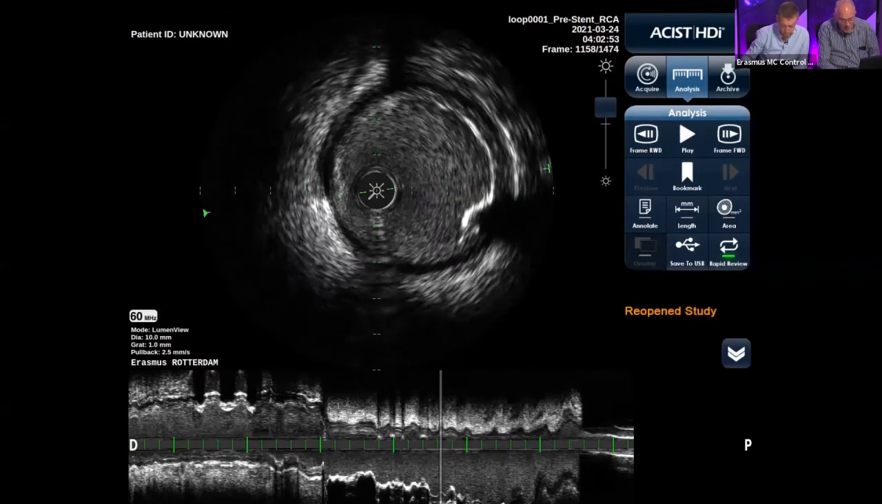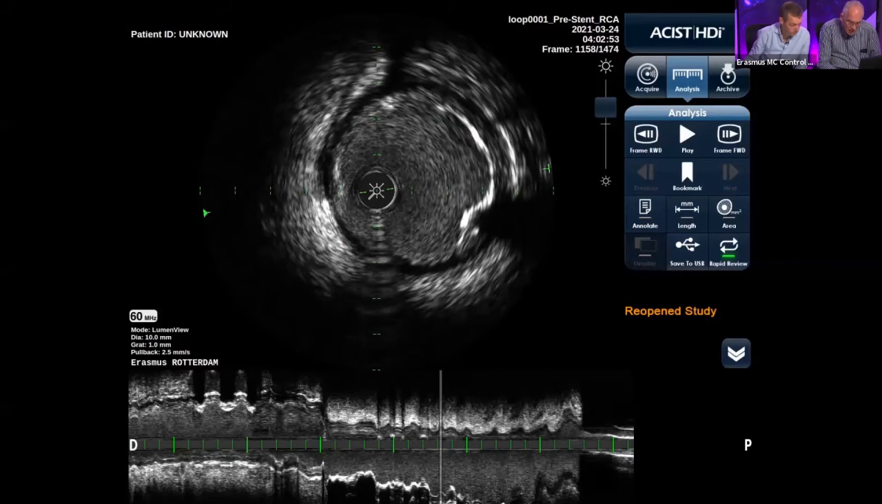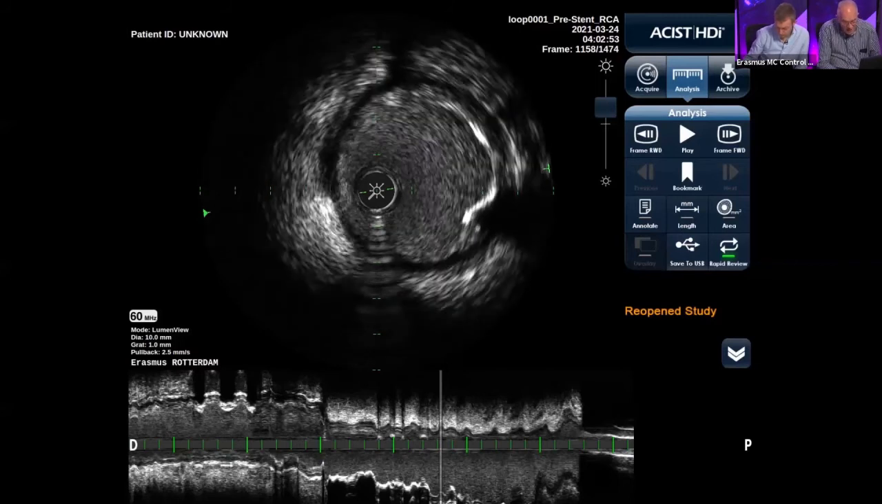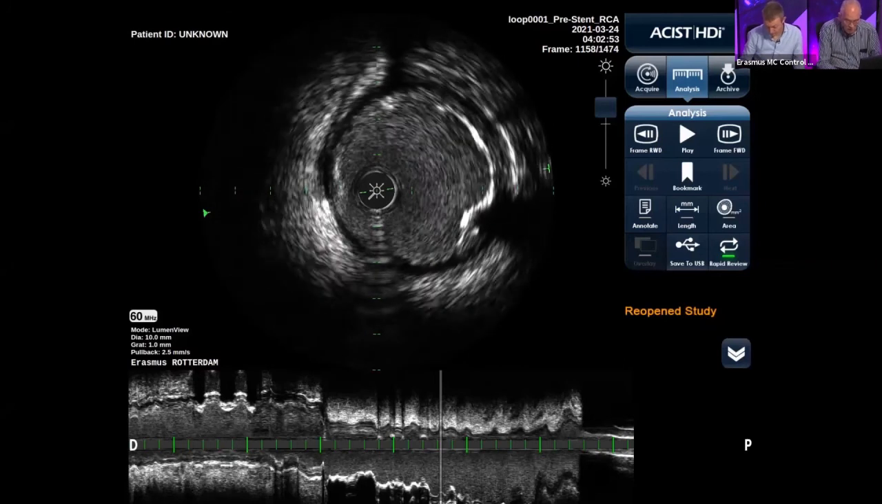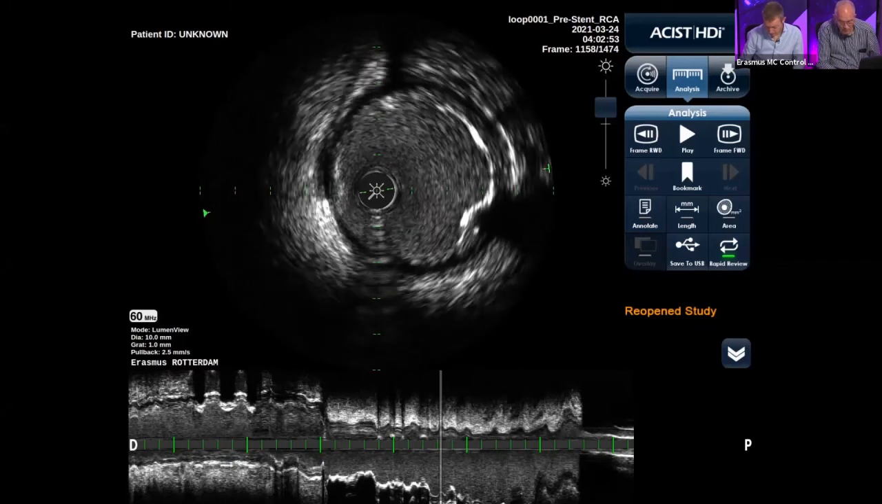You see, there is plaque in there, there's even calcium in there, but if you look at the lumen there, and if we would measure the plaque burden, I think it will stay absolutely within the 50%. So I will make a measurement in here.